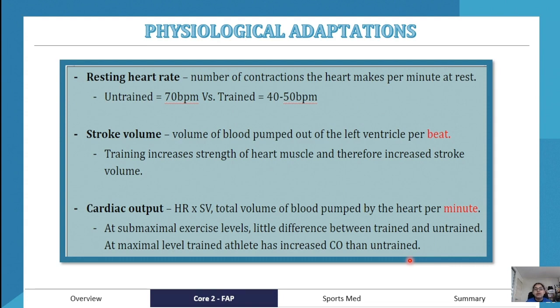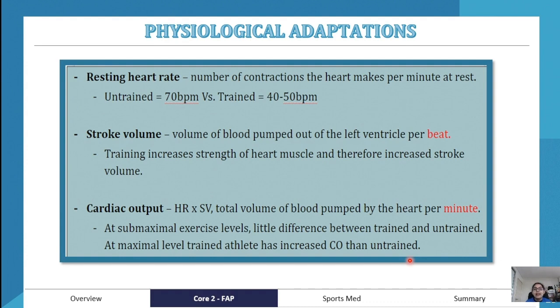So cardiac output is your heart rate multiplied by your stroke volume. So that gives us the total volume of blood which is pumped by the heart per minute. And you can see how that would mathematically work. Heart rate is beats per minute, and stroke volume is the volume of blood that's pumped out per beat. So we go per beat times per minute to give us the volume of blood which is pumped by the heart per minute.